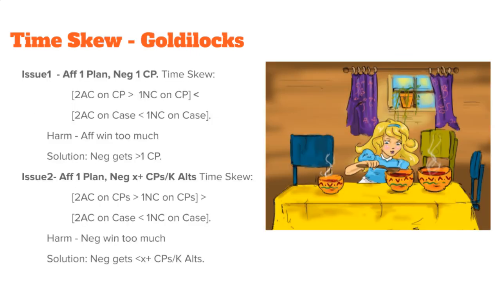Now, fundamentally, this gets us to an issue where the aff is going to say you get just one counterplan. And that might be a situation where the aff is always going to be much better on case because they got 8 minutes of case. And all that time spent on case might mean they destroy that one counterplan. And so now the aff is winning too much because we've limited it to just one counterplan.